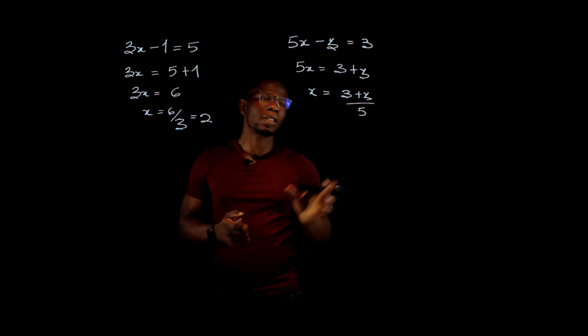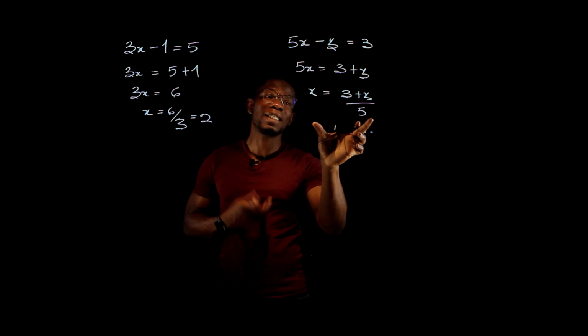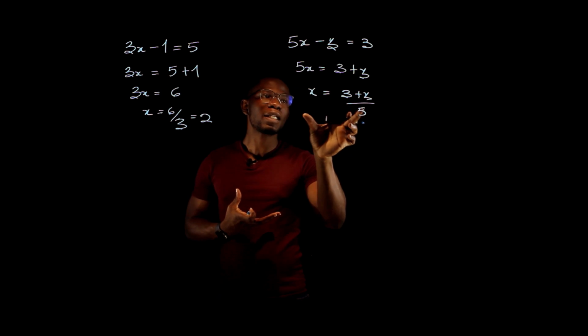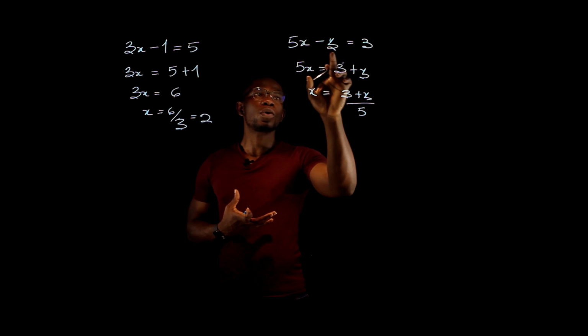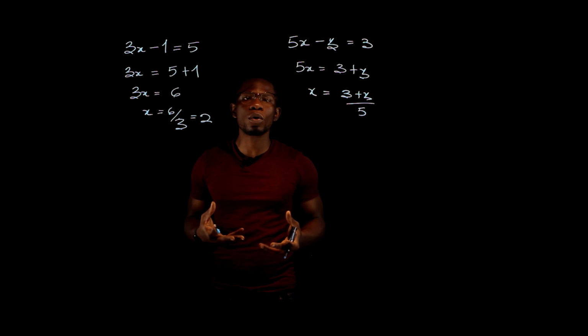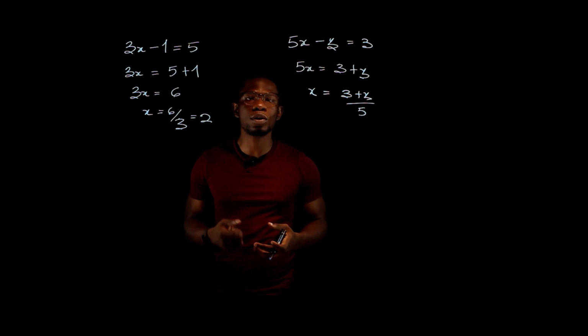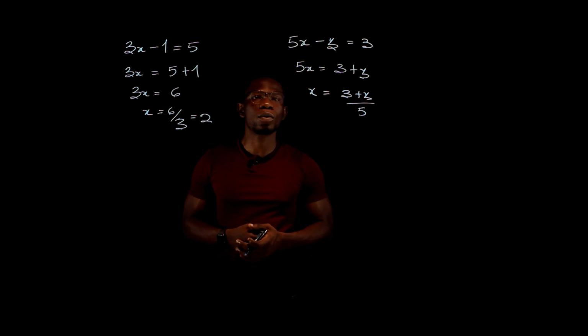Now you would notice that on this side of our equation, we did not get a proper, definite solution for x. And that's because on this side of our equation we have two unknowns, x and y. Now in mathematics, when you have two unknowns, it is impossible for you to solve for those two unknowns using just one equation.